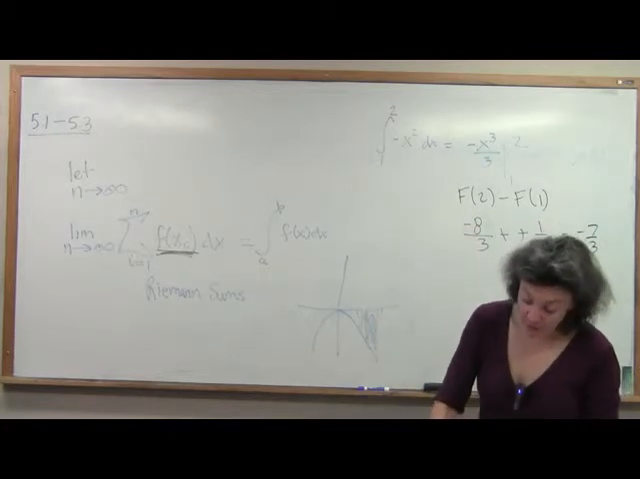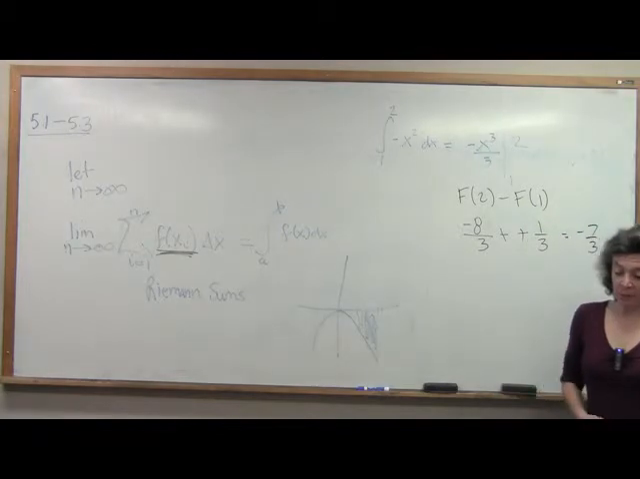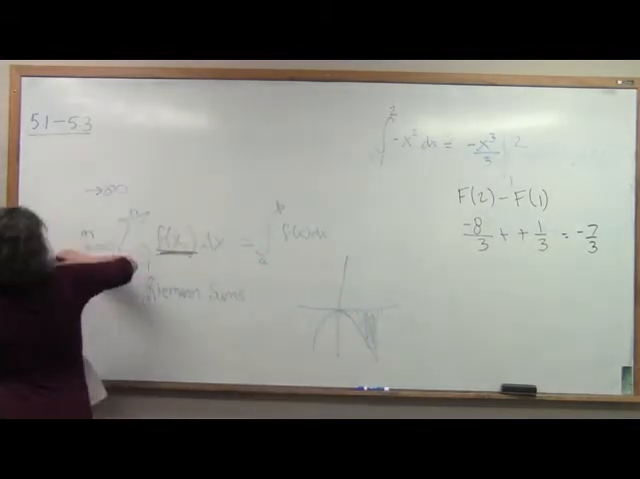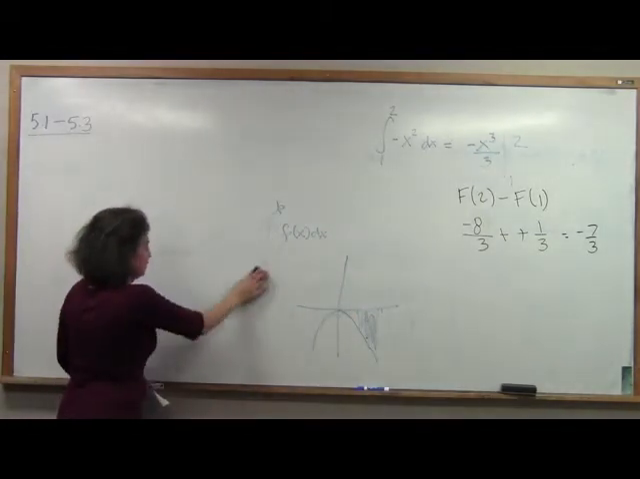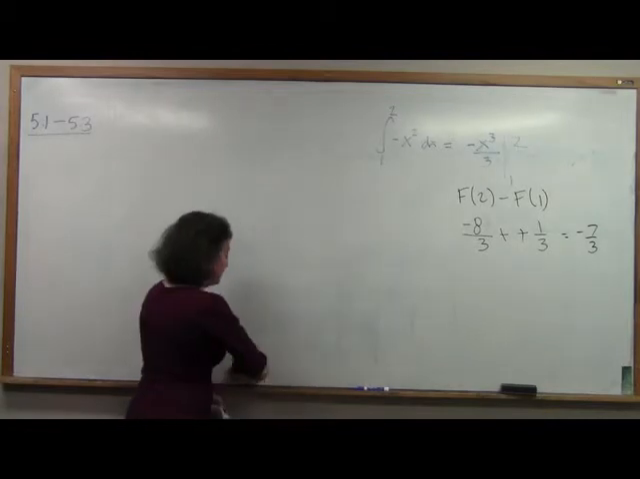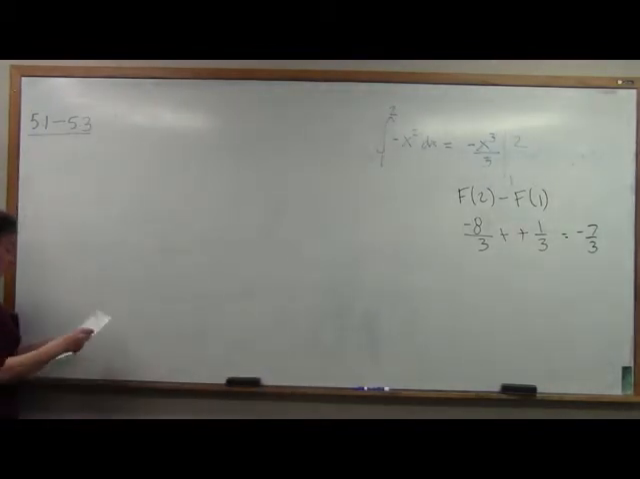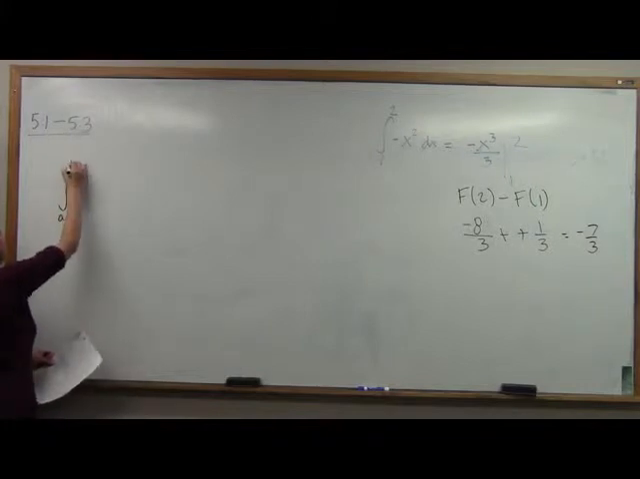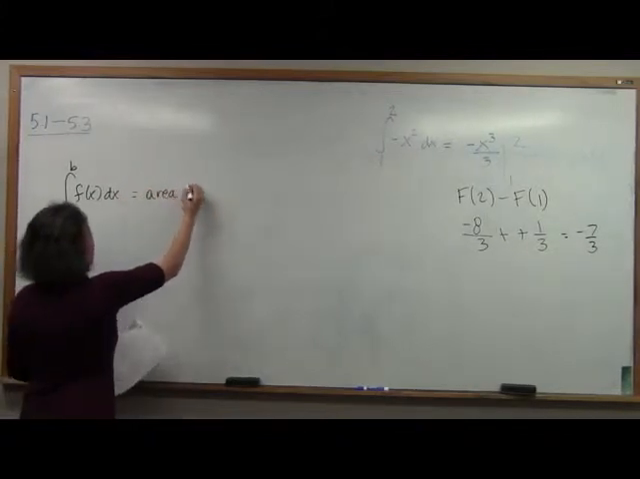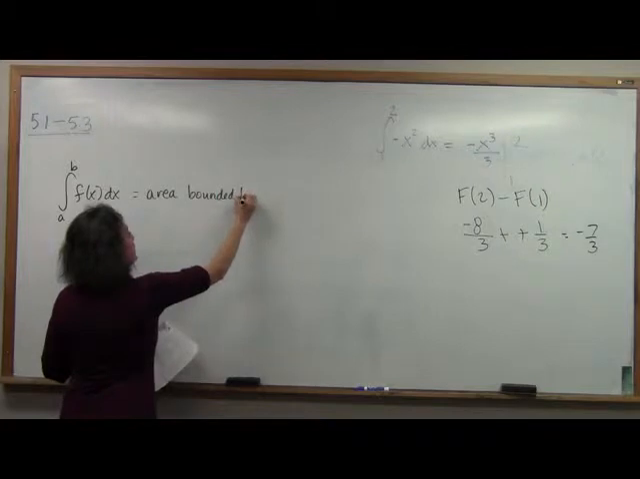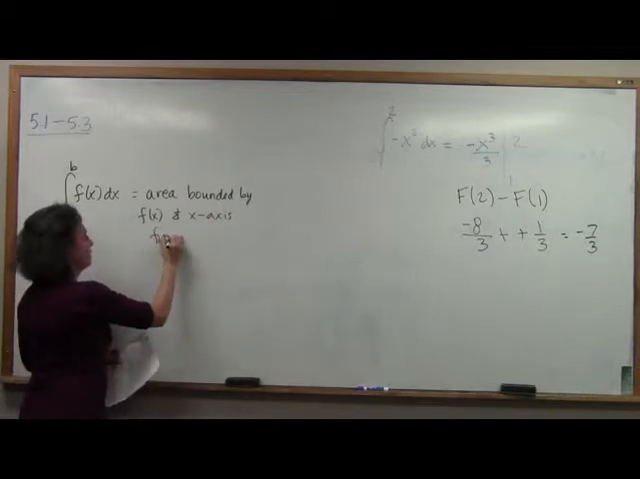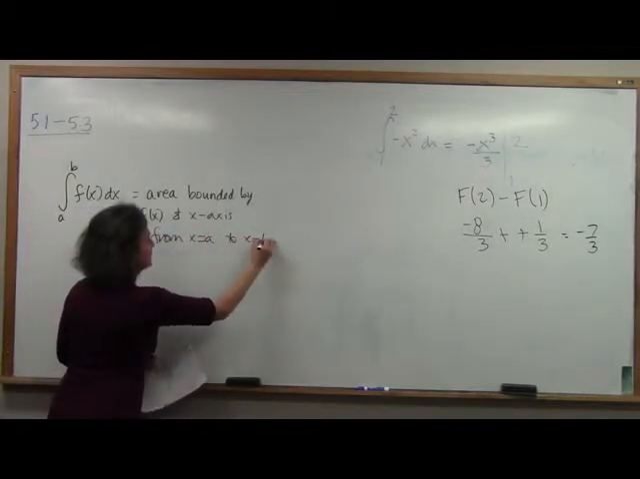All right. So that's the main idea of what we're talking about here. That's what you're going to read about in more detail when you read through sections 5.1 and 5.2. But now what we're going to say is, the integral from a to b of a function is precisely the area bounded by your function and the x-axis from x equals a to x equals b.